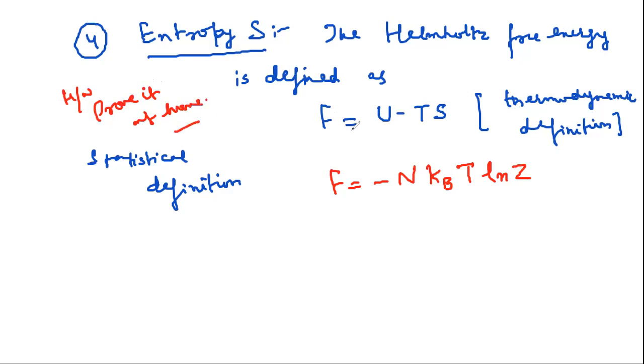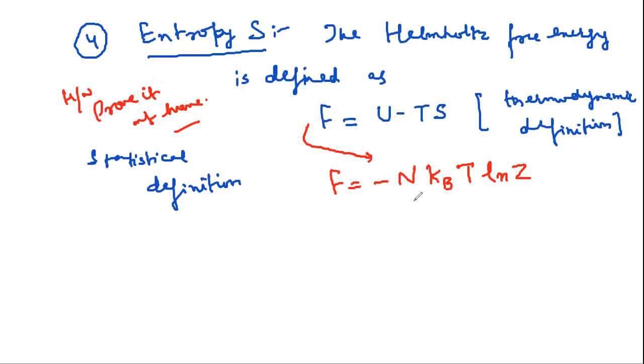You take F is equal to U minus Ts, that is the thermodynamic definition. Then you have to reach from this definition to this statistical definition and prove that from statistical physics, F is minus n kbt ln z. So what we do for the assembly, we find its free energy from this expression.